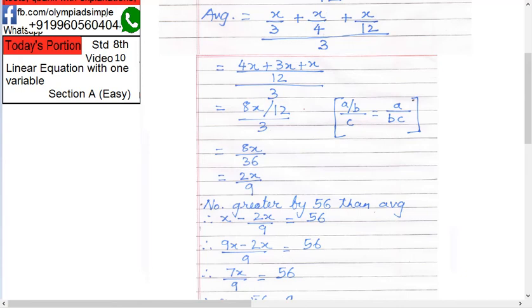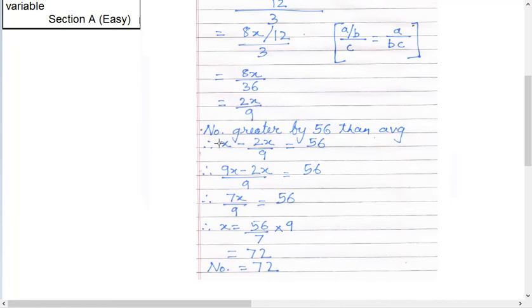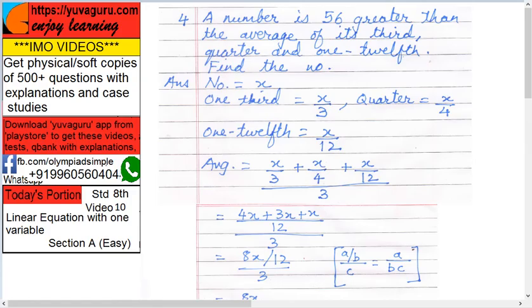This is the average, but the number is greater by 56. So this number x minus this average 2x upon 9 equals 56. Solve this, take 9 over here and the remaining things you can solve. So x equals 56 upon 7 into 9. So you get x equals 72. That is the answer.